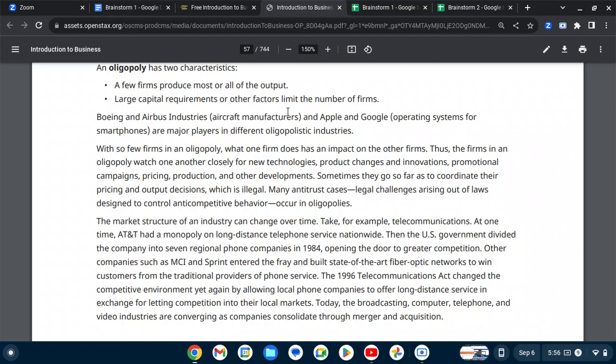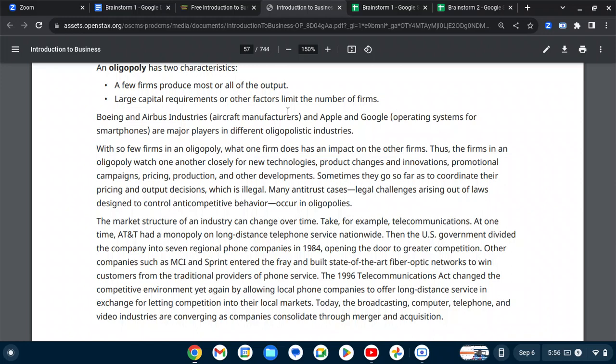The market structure of an industry can change over time. Take, for example, telecommunications. At one time, AT&T had a monopoly on long-distance telephone service nationwide. Then the United States government divided the company into 7 regional phone companies in 1984, opening the door to greater competition. Other companies such as MCI and Sprint entered the fray and built state-of-the-art fiber optic networks to win customers from the traditional providers of phone service.